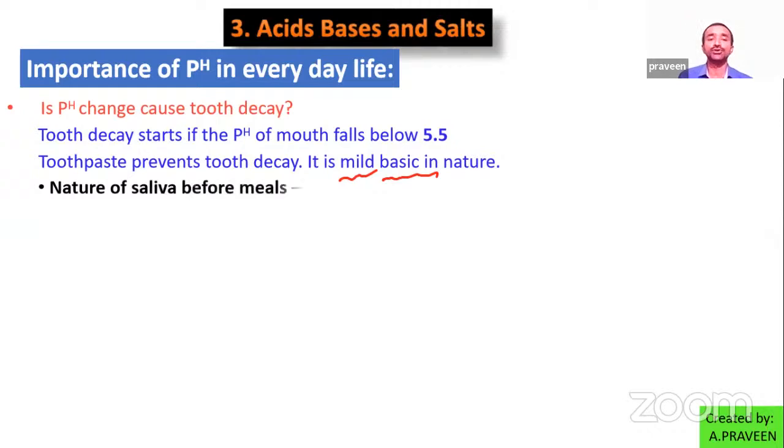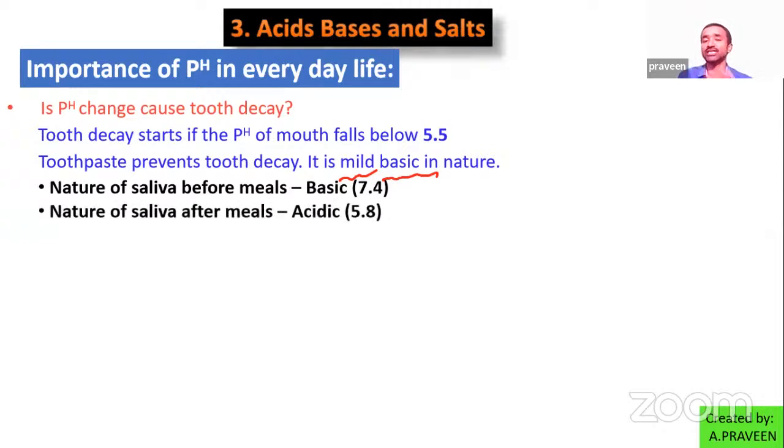Okay, so the nature of saliva before meals is basic, and after meals it is acidic. Its value changes, right? So that's why rinse or clean your mouth, brushing twice a day, in the morning and at night before sleeping, compulsory. In the duration from morning to night, rinse your mouth with water several times, especially after meals. Okay, and this is the importance of pH in your mouth.